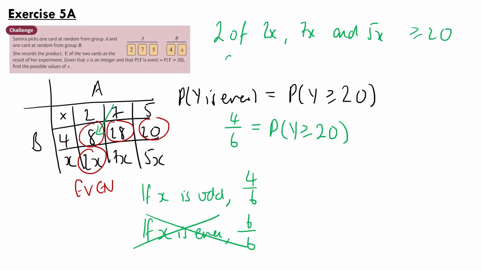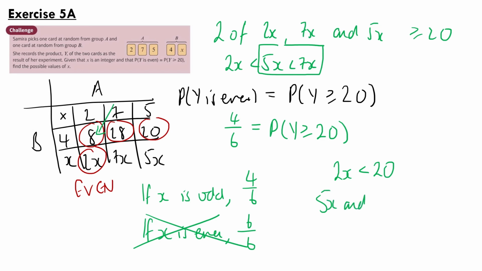And because we know that 2x is less than 5x, which is less than 7x, therefore 5x and 7x must be greater than or equal to 20, and 2x must be less than 20. So we've got 2x must be less than 20, and we also have that 5x and 7x must be greater than or equal to 20. And we know that if 5x is greater than or equal to 20, then 7x, which is greater than 5x, must also be greater than or equal to 20. So the only inequality we need to consider here is that 5x is greater than or equal to 20, and that will cover 7x as well.